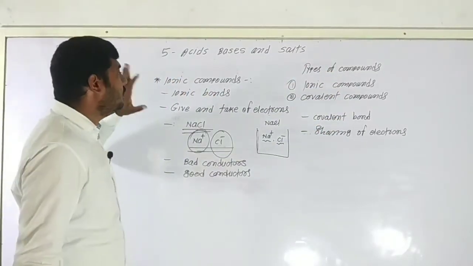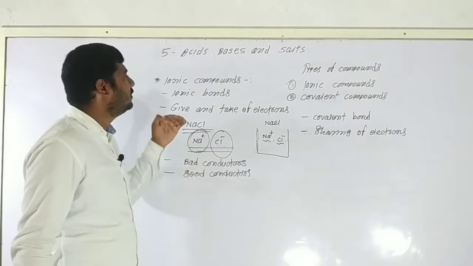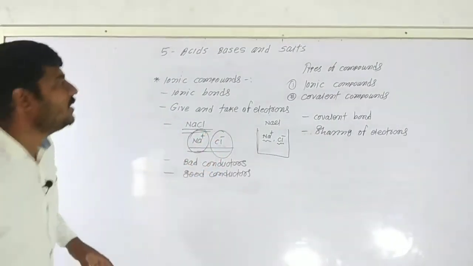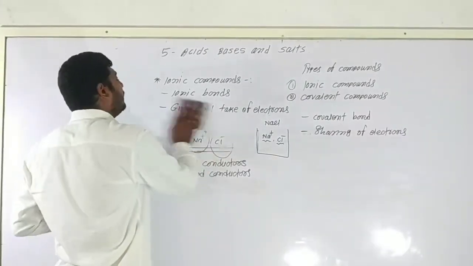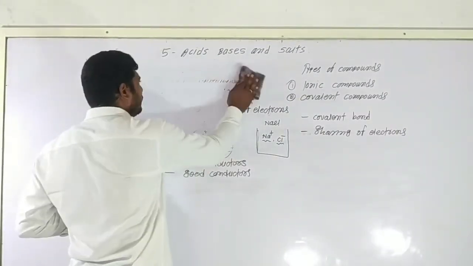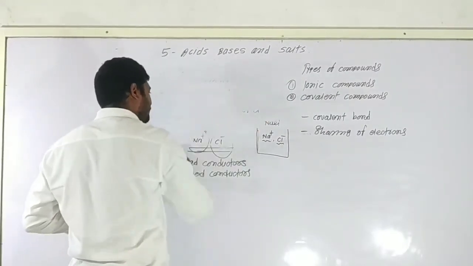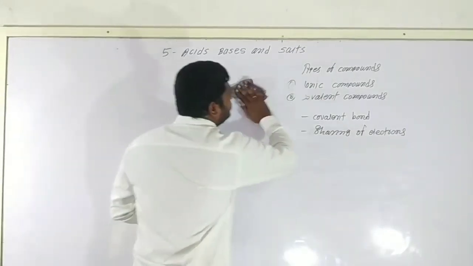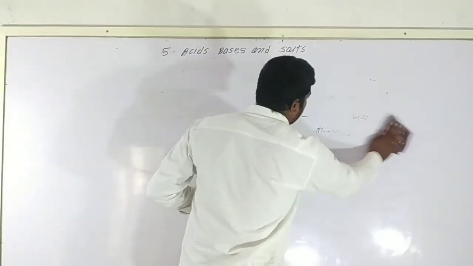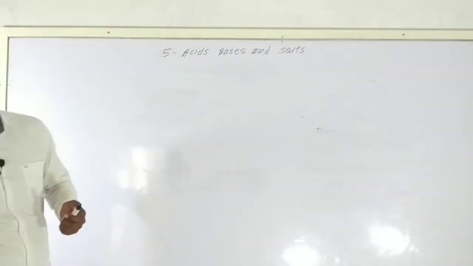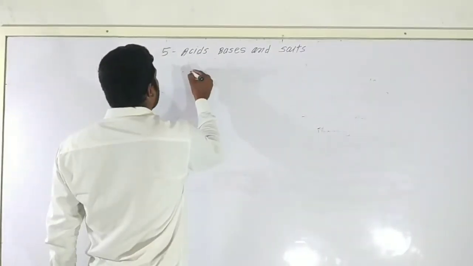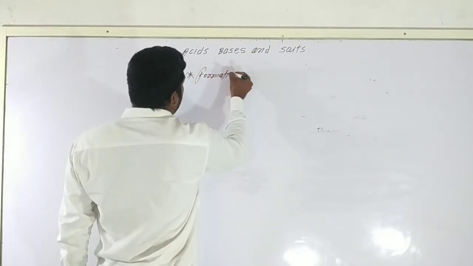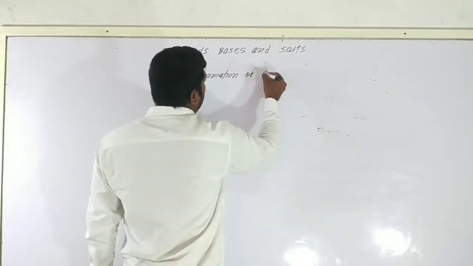Okay, now we discuss the formation of sodium chloride and magnesium chloride, that is, the formation of some ionic compounds. First of all, we discuss the formation of sodium chloride. Sodium chloride contains sodium and chlorine.